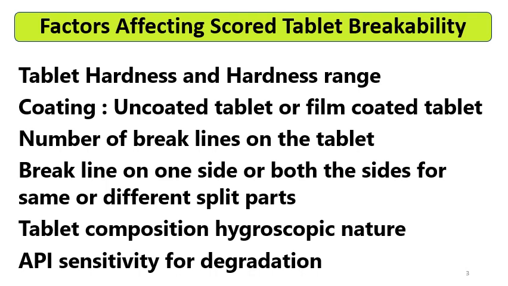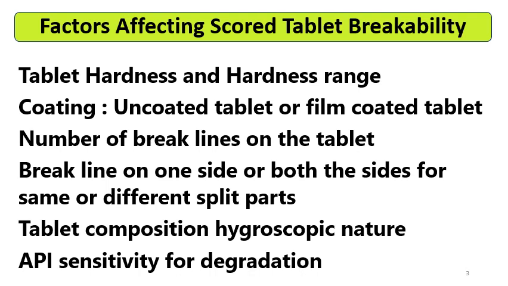Then very important parameter or factor affecting the tablet scoring is number of break lines onto the tablet. Whether the tablet is having one break line or two break line or more break lines. So that is a critical parameter. If your tablet is having number of split parts, then it will be difficult to handle the tablet, to perform the splitting, to perform the breakability, and to perform the stability.